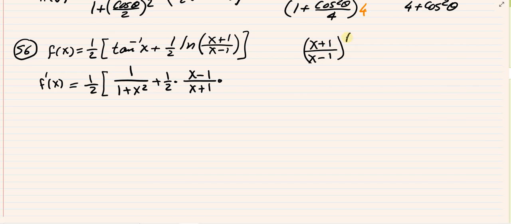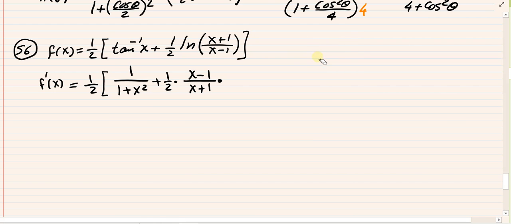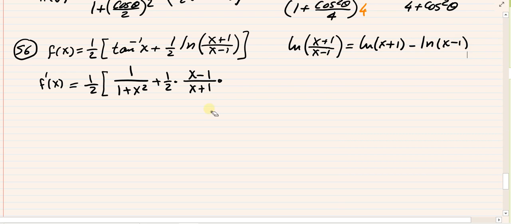Now, it'd be easier, actually, let's not do that. That ln of x plus 1 over x minus 1. Let's rewrite using properties of logarithms as ln of x plus 1 minus ln of x minus 1. There. Let's do that so I don't have to do quotient rule. Okay, so that's 1/2 times the derivative of ln of x plus 1, that's just 1 over x plus 1, minus 1 over x minus 1. See how much easier that became? And there you have it.